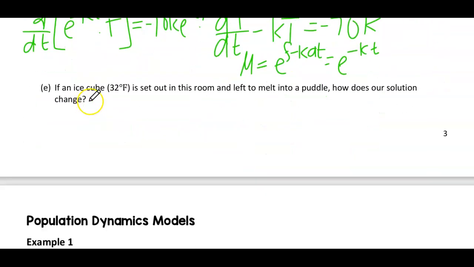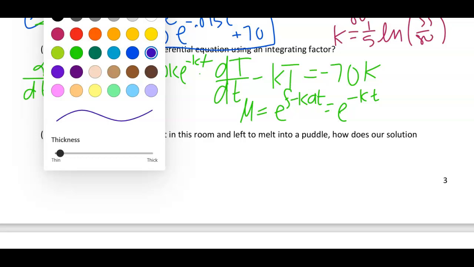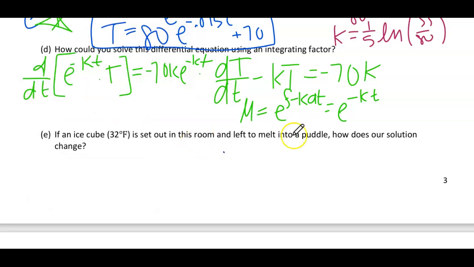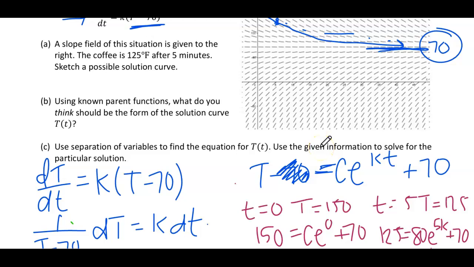Okay, so let's say we have an ice cube and it's set out in this room and left to just melt into a puddle. How does the solution change? So let's look at what happens when that's the case up here. Now I'm down here at like negative 32, right, at freezing, and then it's going to end up warming up to that 70 degrees.